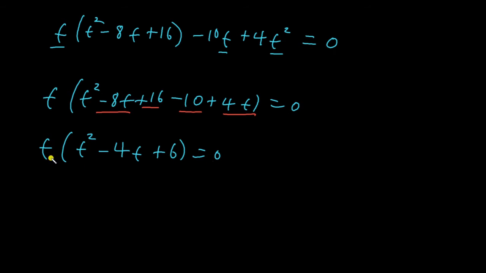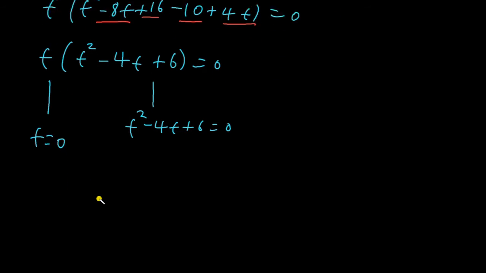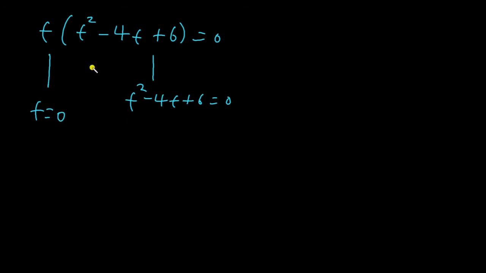So if we want this equation to be true, we have one of two options. Either f equals 0, or this equation f squared minus 4f plus 6 equals 0. Or technically both, but that's not really an issue here, it seems. So either f is 0 or this is 0, right? This is obvious enough, it just yields the solution f is equal to 0. But this quadratic equation here, we're going to have to solve it to get the values of f such that this is equal to 0.